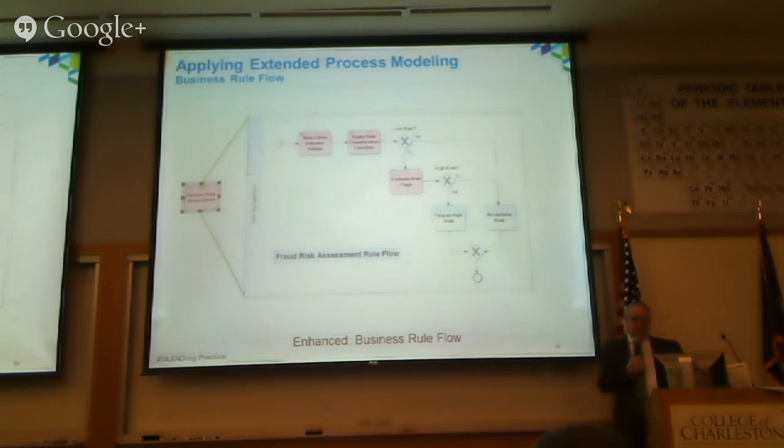One of the nice things about the extensions is you can now break this down, in the case of a rule flow, into the constituent pieces that drive that decision. So this is one of the nice elements of leading practice extensions to BPMN. This is essentially a subflow, in this case fraud risk assessment, with the different steps that go into that to determine whether it's acceptable risk to move forward.